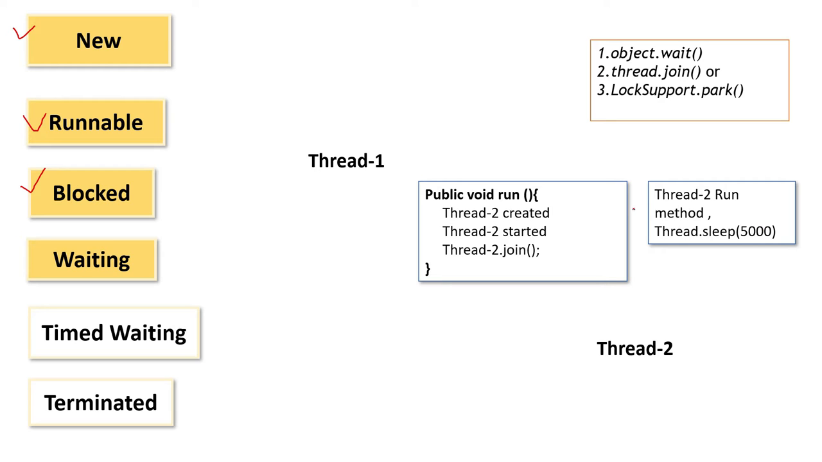So while thread2's run method is executing, if you check the status of thread1, it will say waiting. Why? Because thread2 has to finish its job first. So for 5000 milliseconds it is waiting. Then when this work is over, thread1 will continue running. This way we can produce a waiting state.